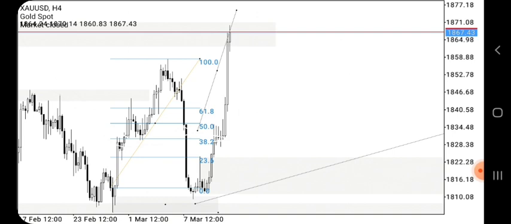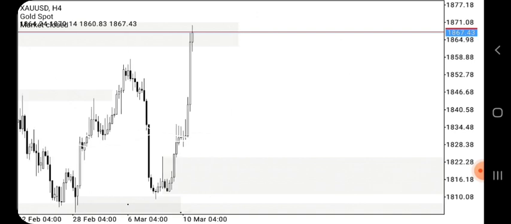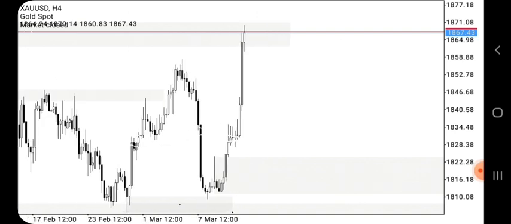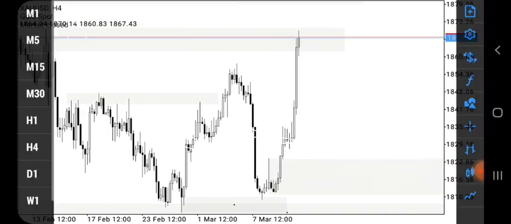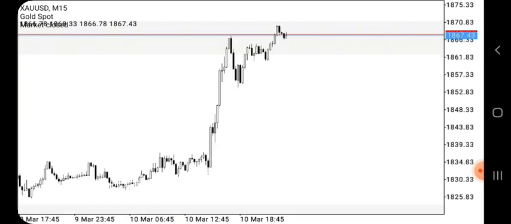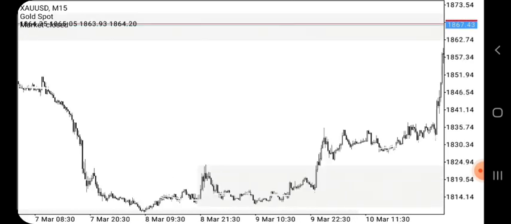I will go deeper, guys, on a 15 minutes and show you what I expected on gold, the reason why I took this buy there and held those buys till my highs. Okay, let's go to 15 minutes. I want to go deeper and explain what happened on this point.